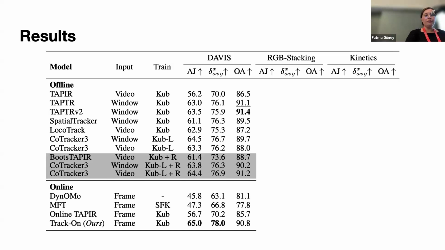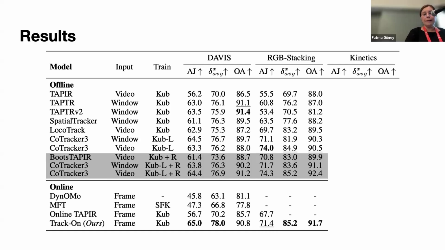First, the results on Davis. Here, the bottom Track-On is our method. What we see here is that it outperforms all online and offline models, including the ones actually using real-world data, in AJ and delta average. And among the top performing is one in occlusion accuracy.